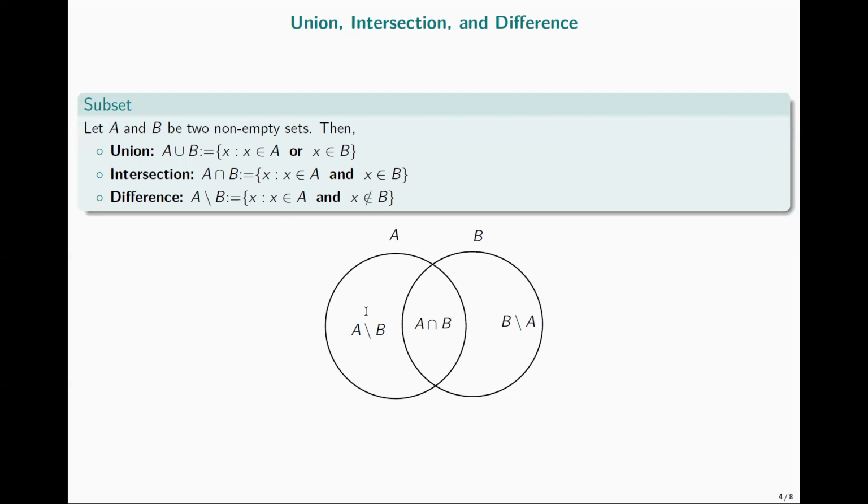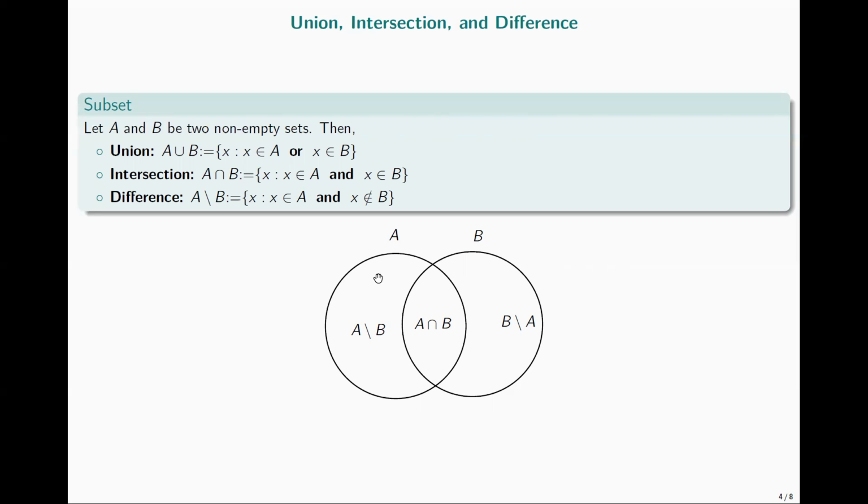Now this area is out of A. If you remove B, then this is the area remaining. So it is A difference B. And this is B; out of that, if you are removing A, then this is B difference A. So are all of you clear on what union, intersection and difference are, okay?